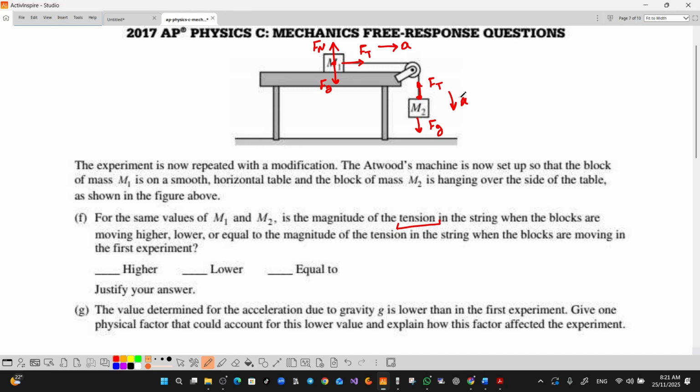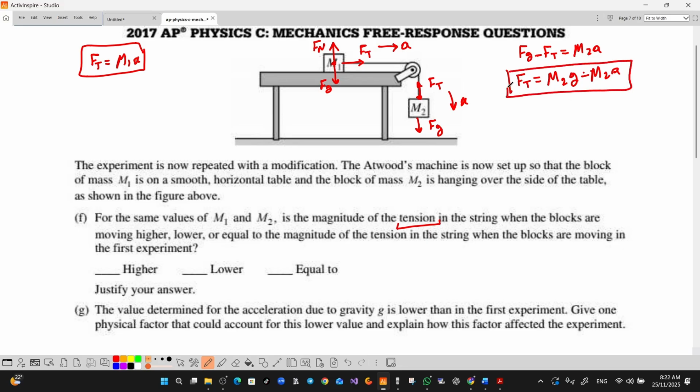Now let's apply Newton's second law quickly on M1. Along M1, we have only one force that causes the acceleration, which in this case is Ft. So we just need to write Ft equals m times a, and in particular this is M1. On the other hand, for M2, we still have two forces, so we can write that Fg is positive since it's pointing in the direction of acceleration, Ft is negative, and it's equal to M2a. Now we can rearrange this equation, and we will get that Ft is equal to M2g minus M2a.